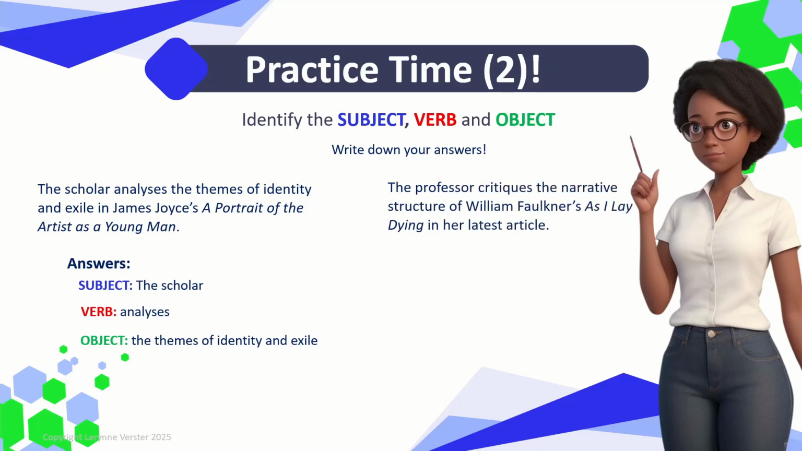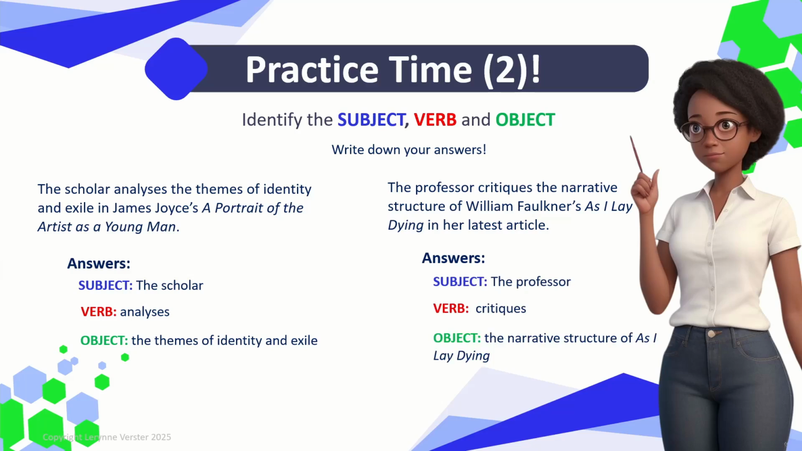Let's look at another one. The professor critiques the narrative structure of William Faulkner's As I Lay Dying in her latest article. Answers. Subject. The professor. She is the person doing something. Verb. Critiques. This is what she is doing. Object. The narrative structure of As I Lay Dying. This is the object of her action.